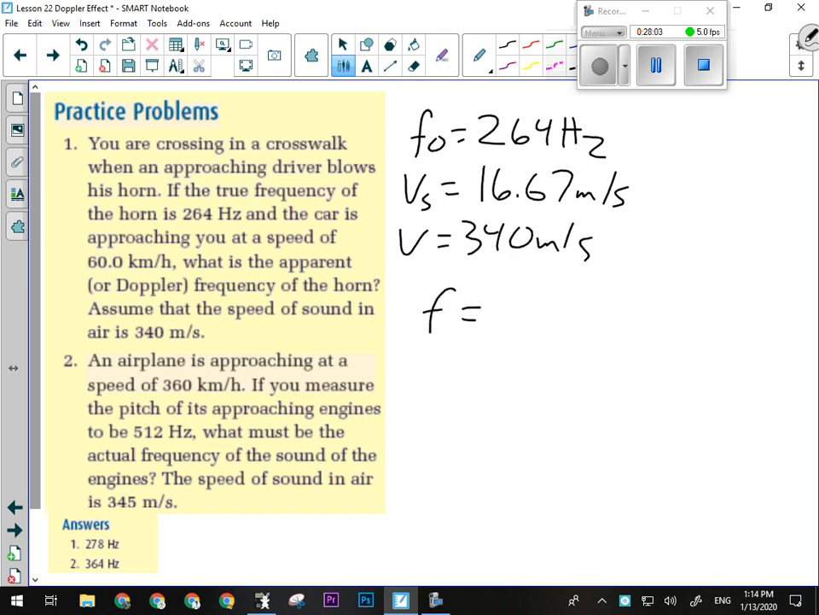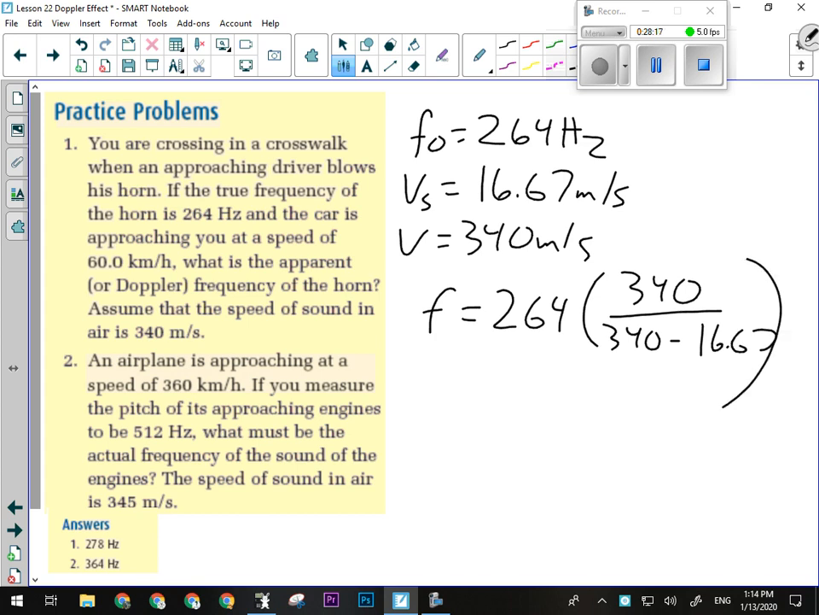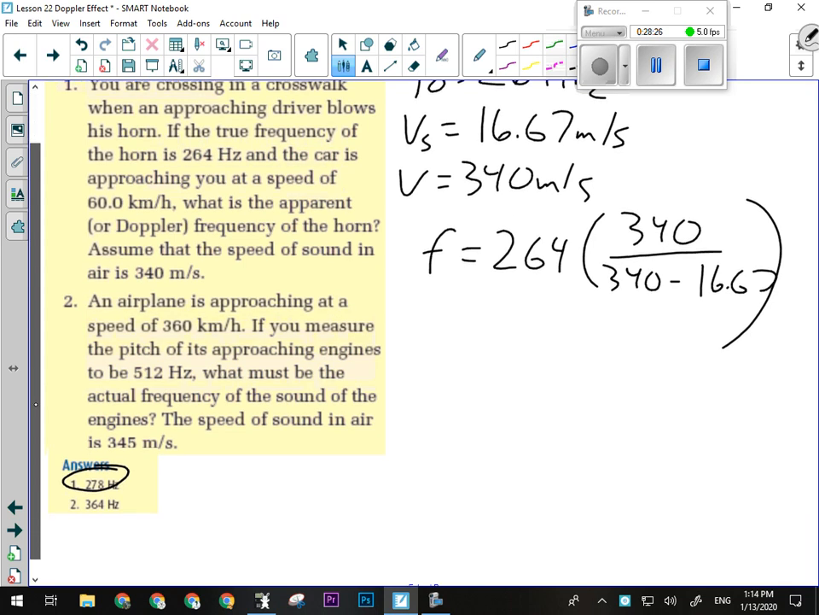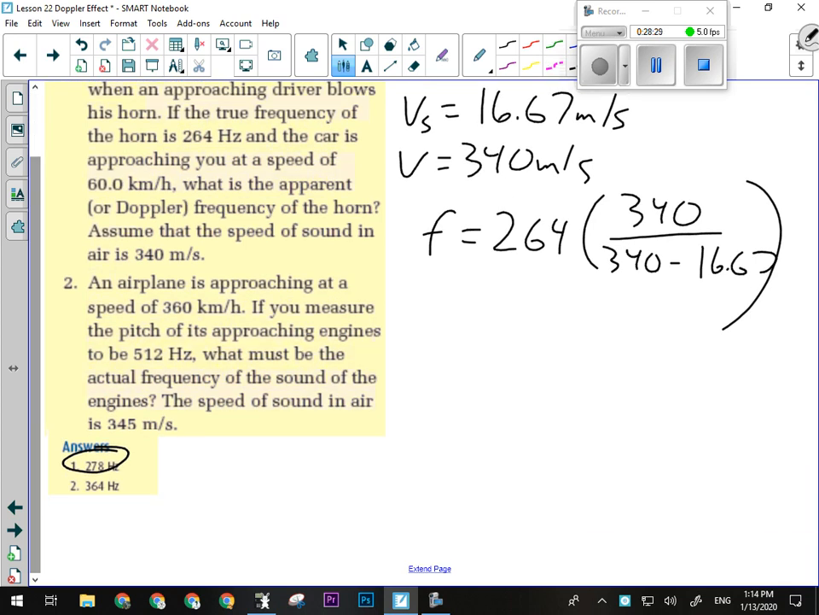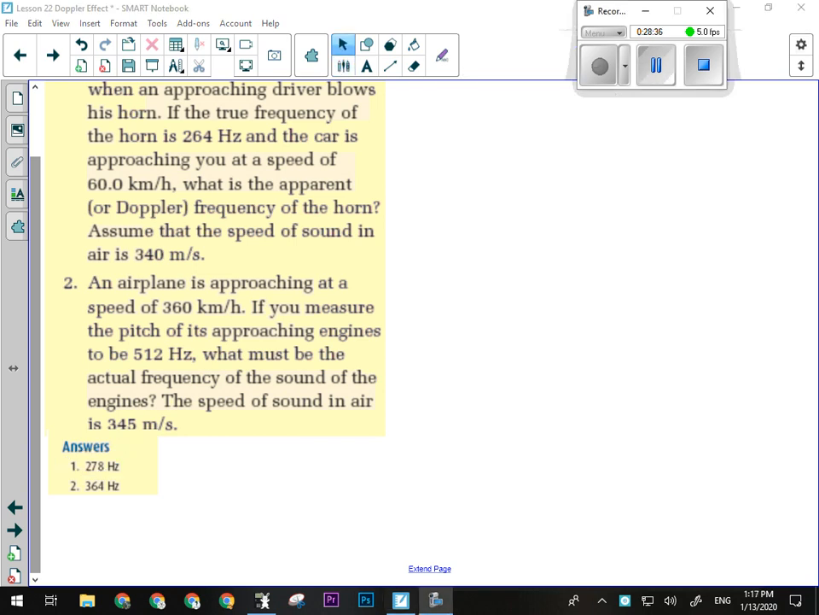So we don't have to manipulate again. It's just a matter of plugging in the numbers. So 264 times 340 over 340 plus or minus? Minus. 16.67. When we do that, we should get 278 hertz. Again, a larger frequency than the actual one because the car is approaching us. Okay, how many people have done number two? No? Okay, I'll give you a few more minutes on number two.